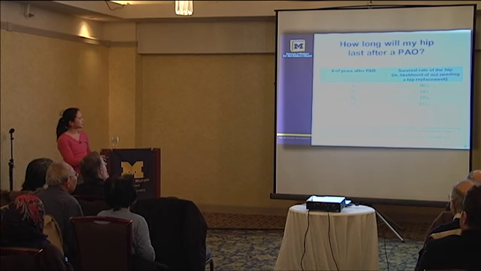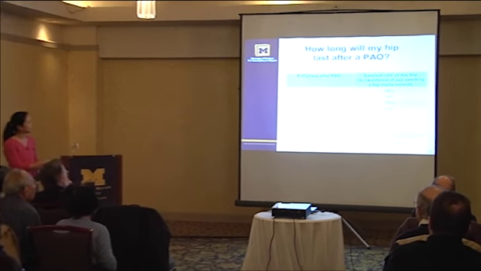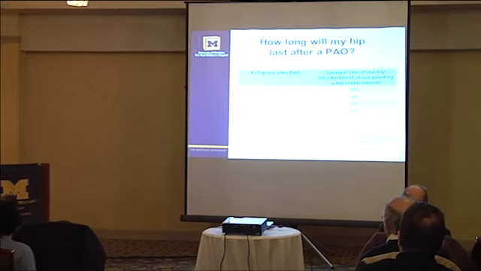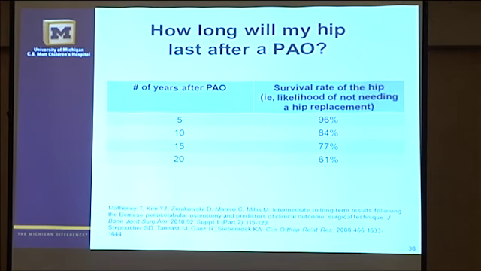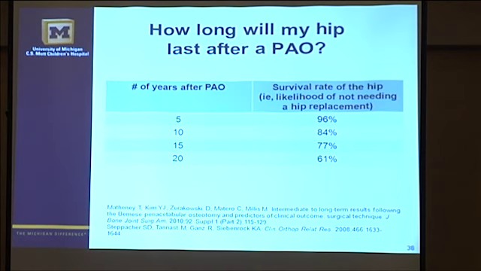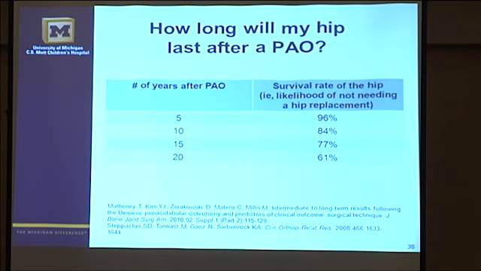So based on these two studies, 5 years after a PAO, there is a 96% survival rate of the hip. At 10 years after PAO, the survival rate goes down to 84%. And then at 20 years after a PAO, the survival rate of the hip is 61%.